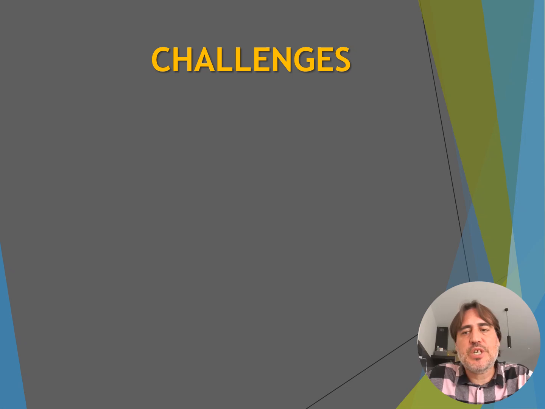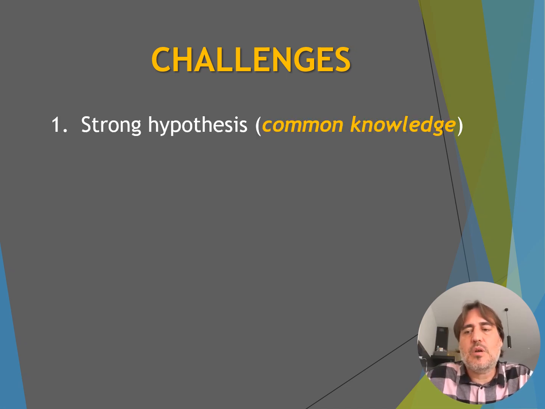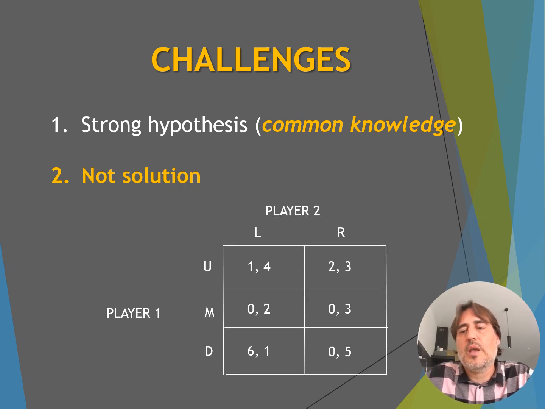There are some problems or challenges associated with using the elimination or deletion of strictly dominated strategies to find the solution of a static game. First, it's common knowledge that all players are rational, and it is a strong assumption or a strong hypothesis, since in the real world we have many situations where players do not play in a rational way. Very often this method has no solution. In the sample of the proposed matrix, only one strategy for player 1 can be eliminated.